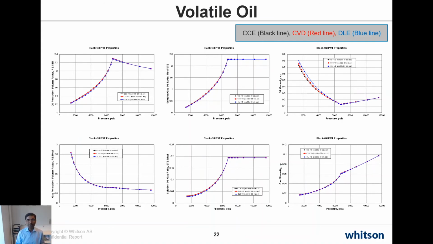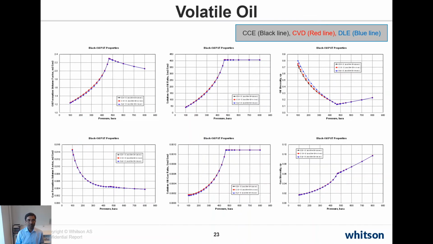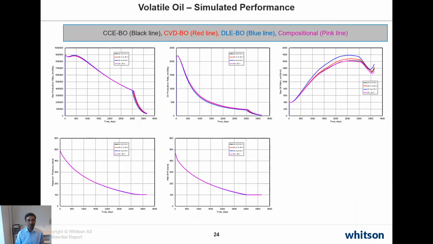There is a slight difference in the oil viscosity in the top right plot. Oil viscosity is slightly higher in the DLE black oil PVT table. Same plot in metric unit system. And this is the simulated performance for compositional and black oil with 3 black oil PVT tables.